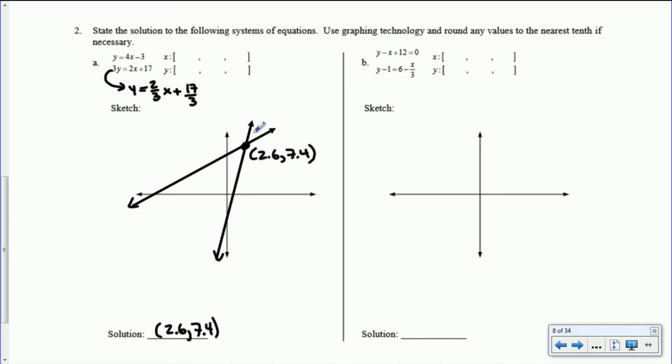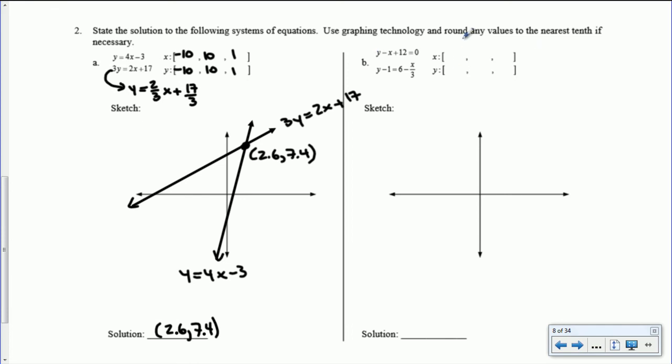So this one was your 3y equals 2x plus 17. And this one was your y equals 4x minus 3. I didn't change the window settings, so minus 10, 10, 1, minus 10, 10, 1. Okay, try this one now.